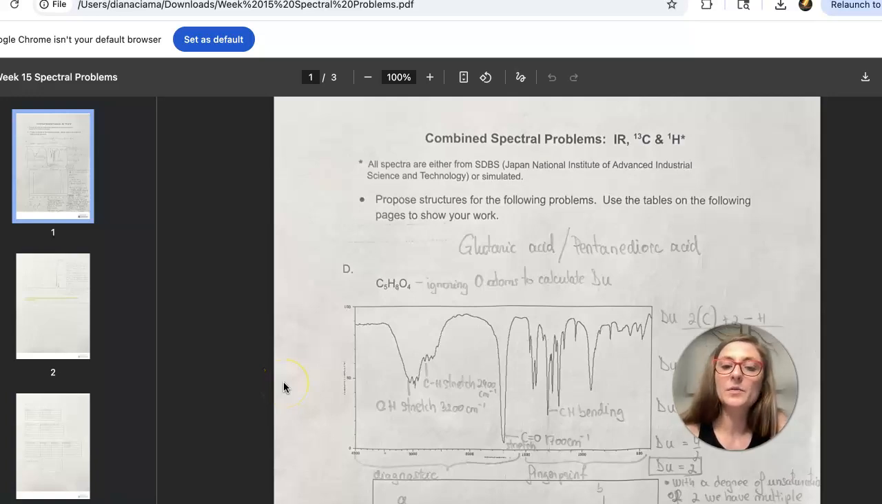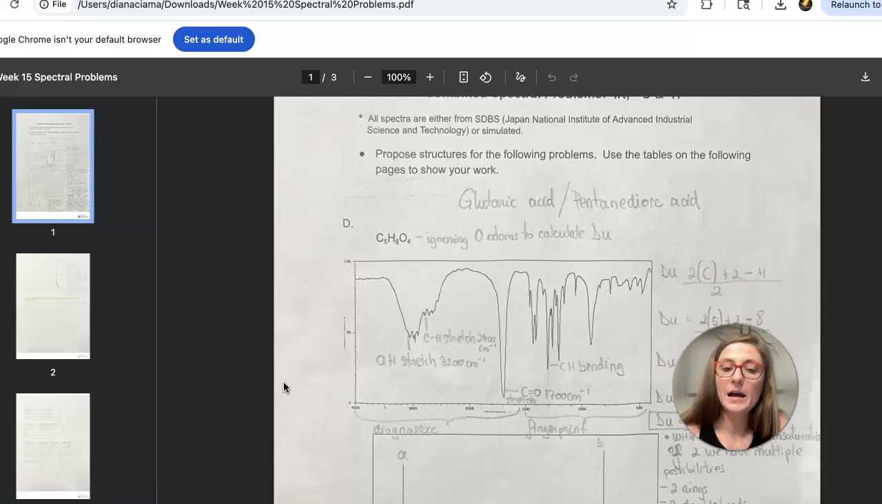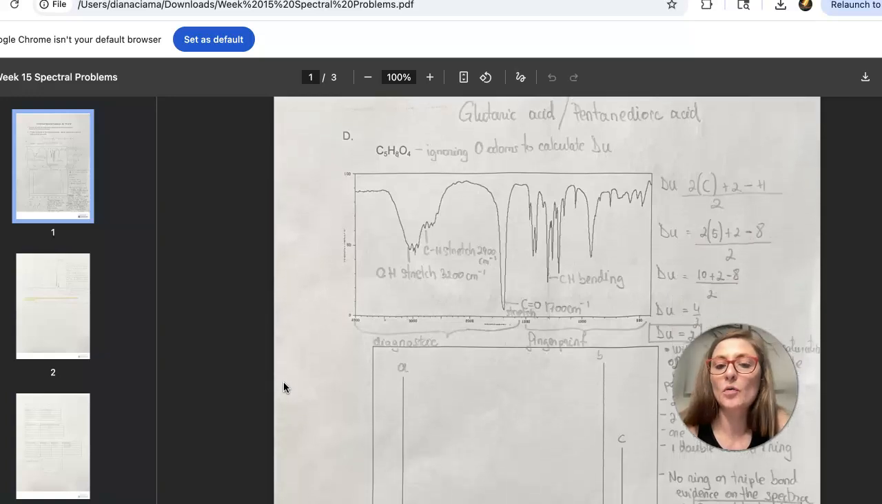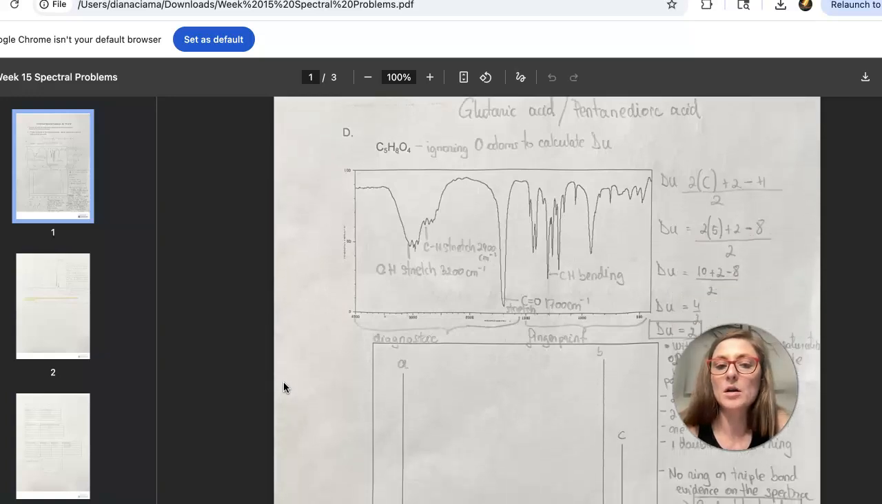I found my molecule to be glutaric acid, also known under the IUPAC name of pentanedioic acid. I was provided with the molecular formula C5H8O4, and I'm going to show, to start with, the spectra.